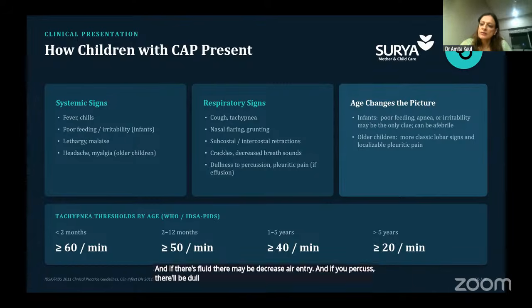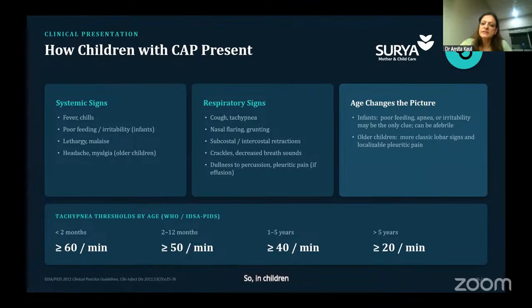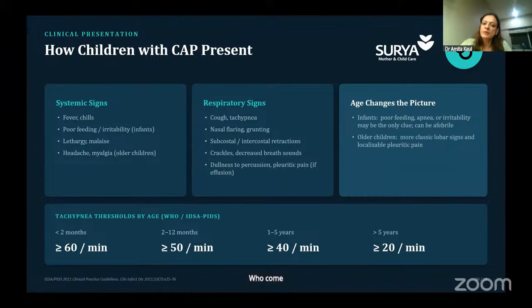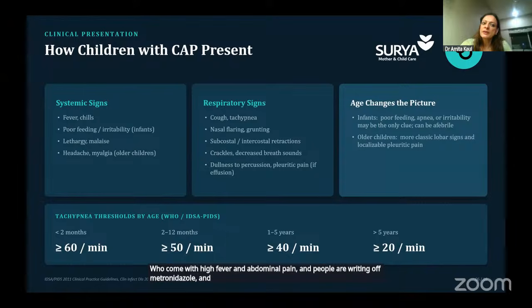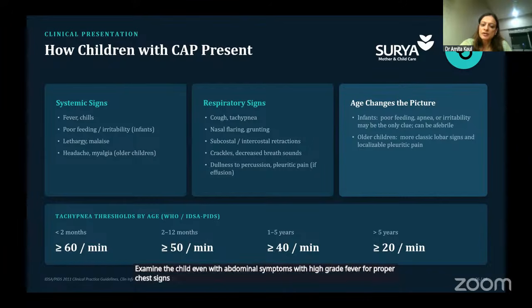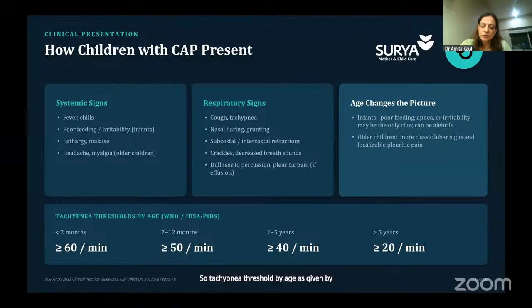So in smaller infants, they may not have purely respiratory symptoms. They may come with fever, with poor feeding, sometimes even apnea. And older children may come with more localized symptoms like chest pain, and sometimes they may even have referred abdominal pain. We see a lot of children who come with high fever and abdominal pain, and people are writing ofloxacin, metronidazole, and it finally turns out to be pneumonia with complication, with an effusion with pleuritic chest pain, which is referred to the abdomen. So you should always examine the child, even with abdominal symptoms with high grade fever, for proper chest signs.